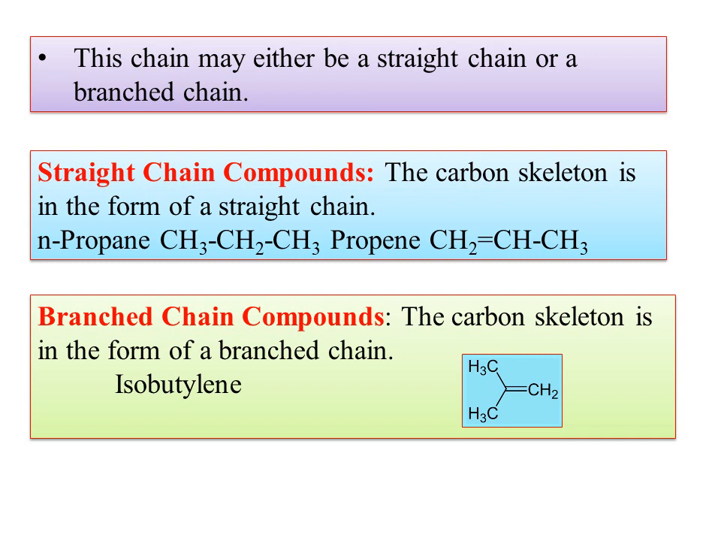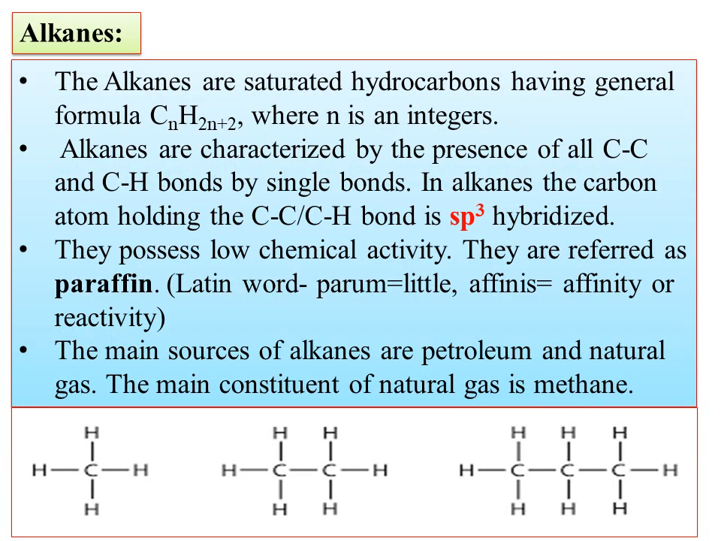Open chain hydrocarbons are classified into saturated and unsaturated. Again, those saturated or unsaturated compounds are further classified as straight chain or branched chain compounds based on the arrangement of atoms. If they form a long chain-like structure without any branching, they are called straight chain hydrocarbons. If there is a branching, they are called branched chain hydrocarbons.